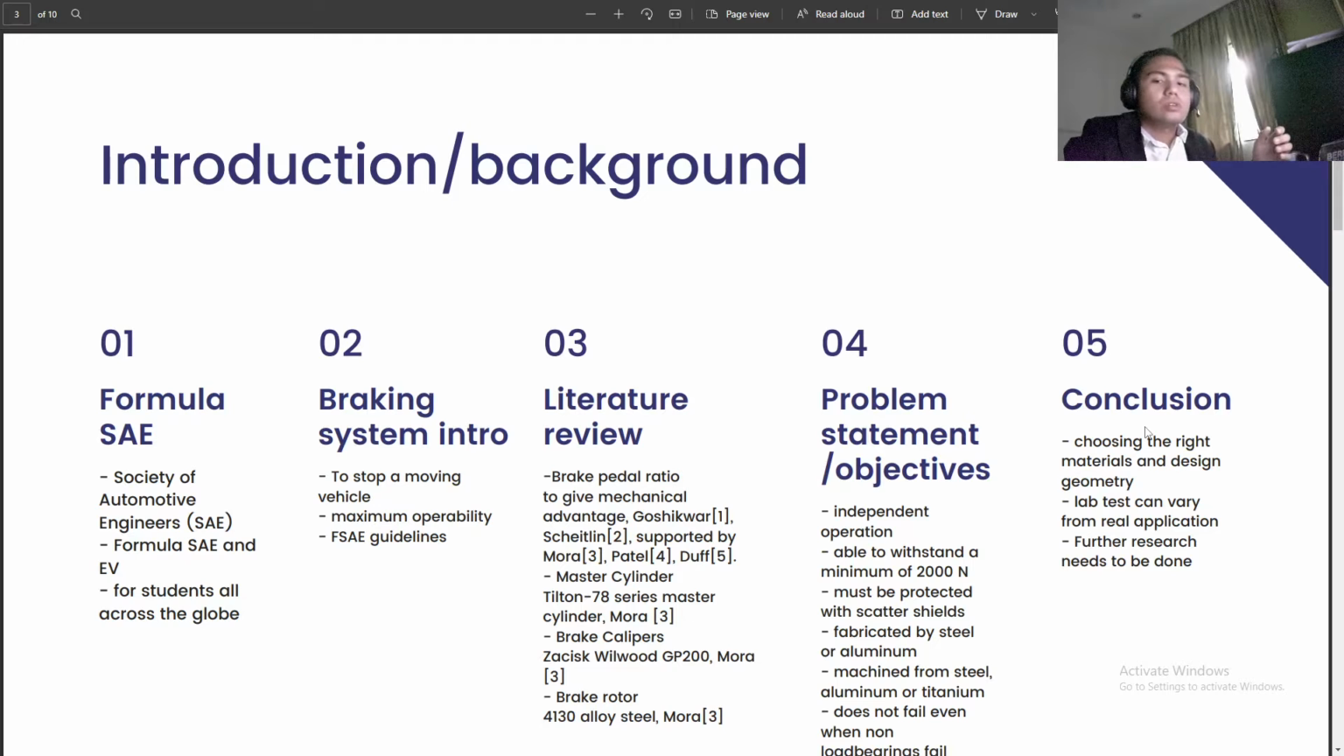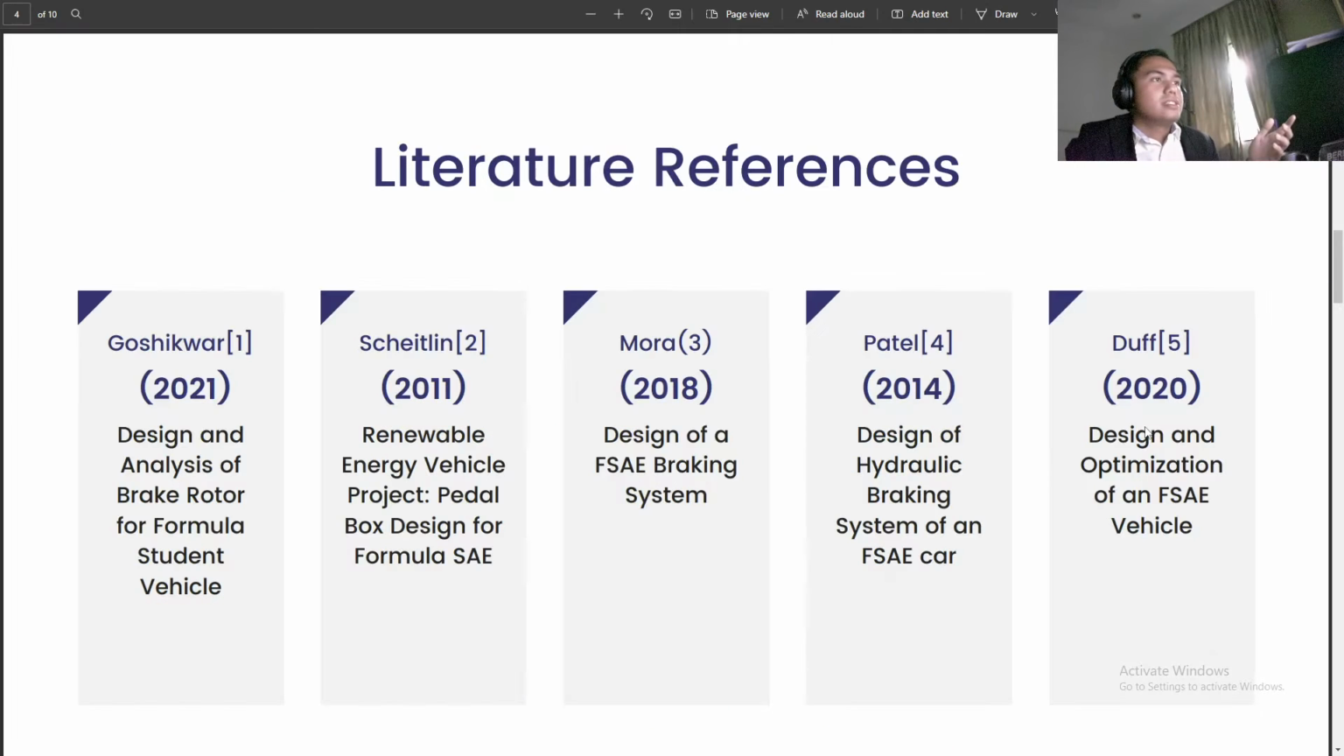In conclusion, selecting the right material and dimension based on analysis is only the beginning of the actual implementation. Testing on site and real life application may be different based on surface, temperature, weather conditions, configuration, setups, and maybe errors that we tend to overlook that could contribute to failures of this design. Therefore, further research should be advised to achieve better results of braking design and materials to be used. Moving on is the literature reference that I have mentioned just now by Koshikwa, Shaitlin, Mora, Patel, and Duff.